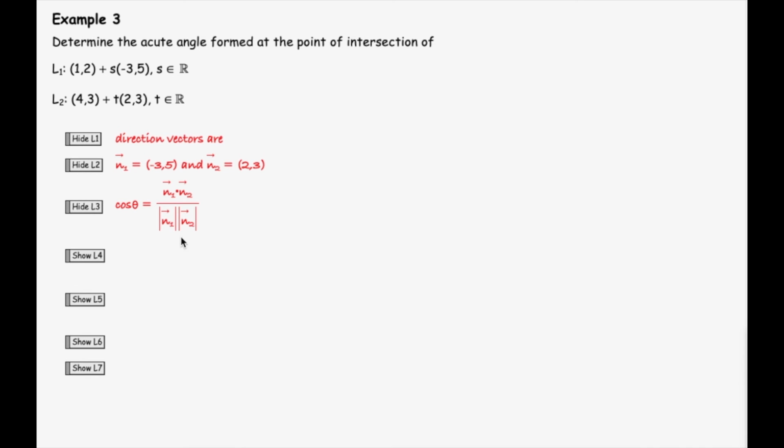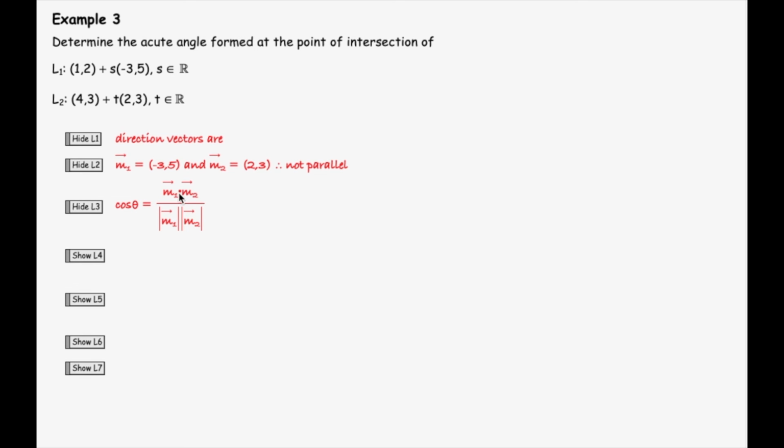Let me just make a correction there because I don't want to use n. n's a normal, and I should be using m. Because these equations were given in vector form, we're not using normals. We're using the direction vector, so I had inadvertently typed the letter n there. These should be m for direction vectors.